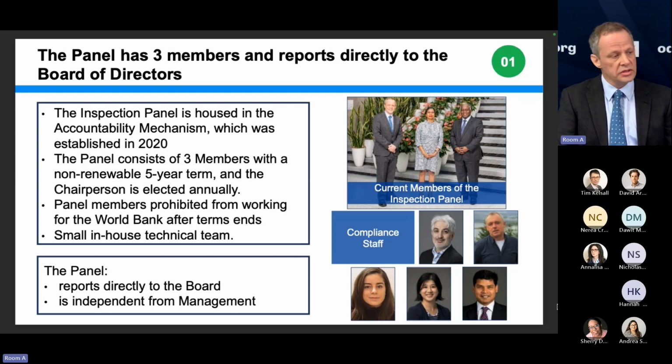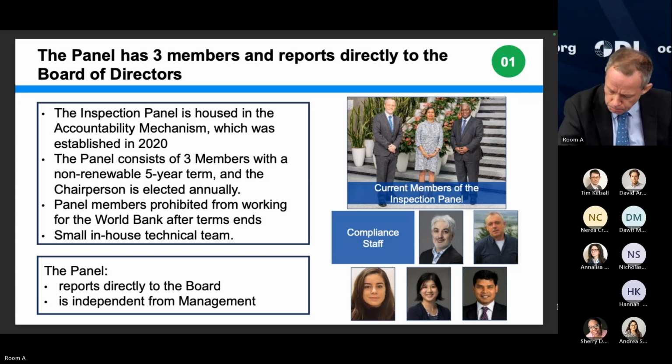I mean, clearly communities don't normally have a bank of experts on ESIA. They don't have a legal team. The bank does. So we've got to step in as an even arbiter between them, but also enable the community to communicate their concerns. So that's the setup of the panel.